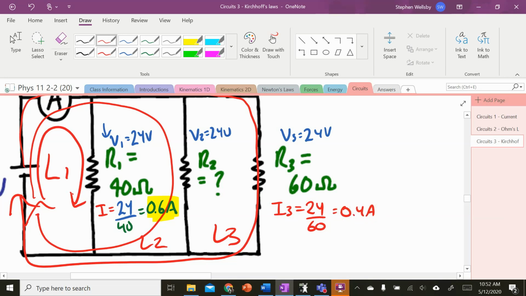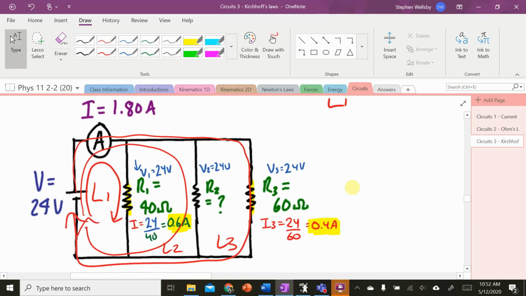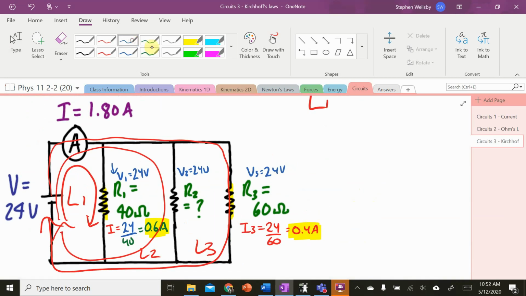Okay, so here's what I've got so far. I have got all the voltages of all three. I've got the current through this resistor, and I've got the current through this resistor, a total of 0.6 and 0.4. Now, over here, we see that the total amount of current is 1.8. And so this 1.8 that's going through this way, 0.6 of it goes down this way, 0.4 goes down this way. So how much is going through this one here?